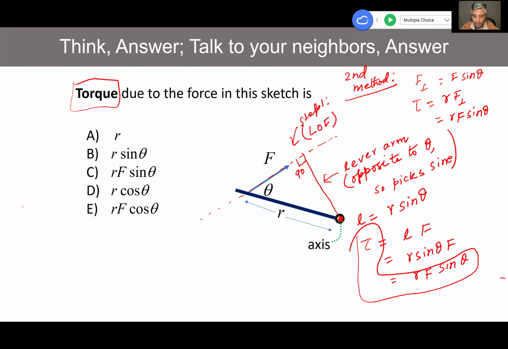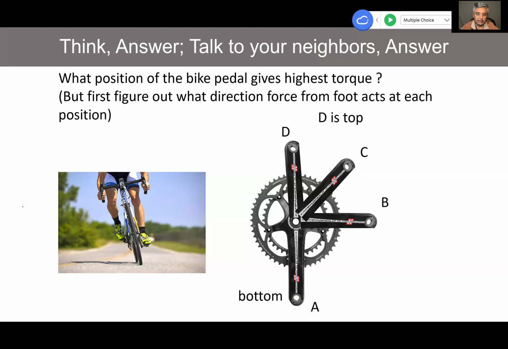So I have another question. It's a bit of a practical one. Suppose you are riding a bike like this. What is rotating here? The arm of the pedal is rotating, right? So this is the axis of rotation. Here in the bike, the axis is the axle over there, and about it this pedal arm is rotating.